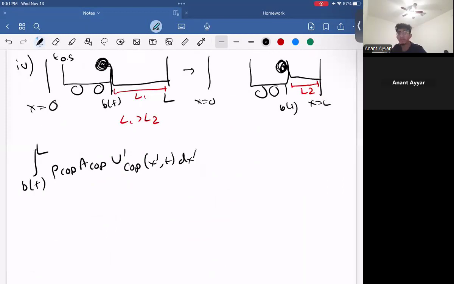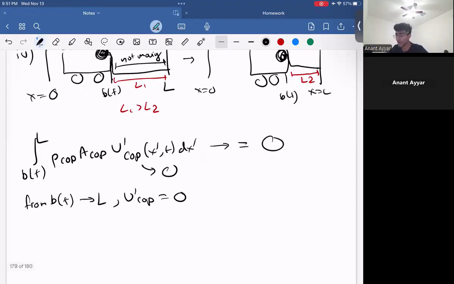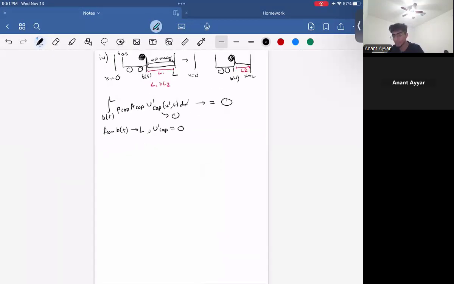But for this one, we don't need to do too much, because for this entire thing from b of t all the way towards L, the velocity in the copper is 0. So this entire section is not moving. So that's 0, which means this is 0, which just turns this entire thing into 0. So that's just out of the picture. We don't even think about that.